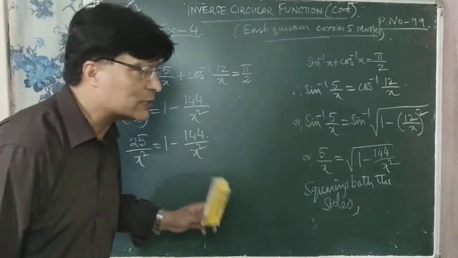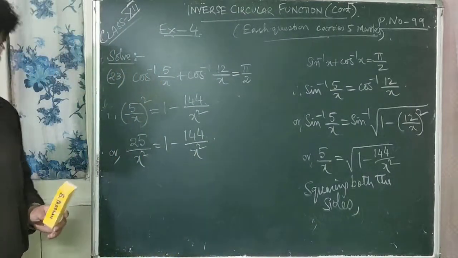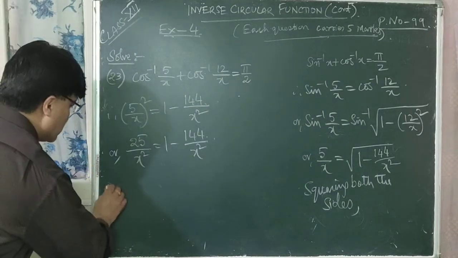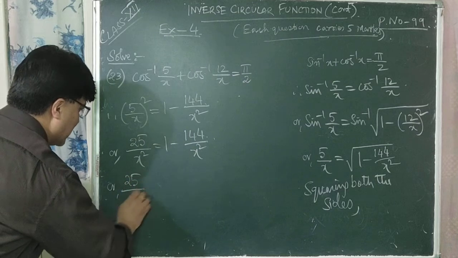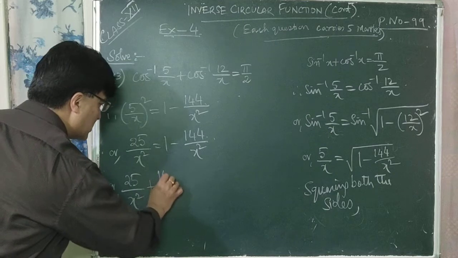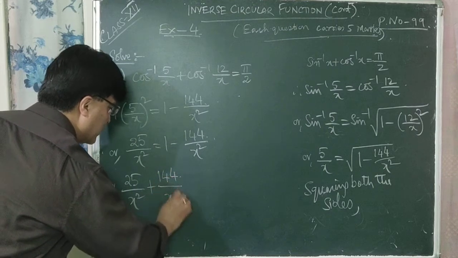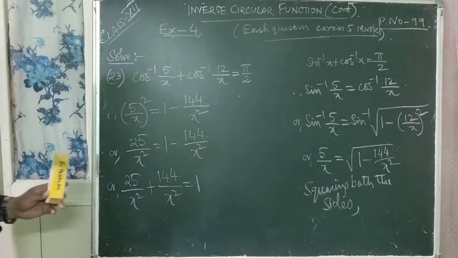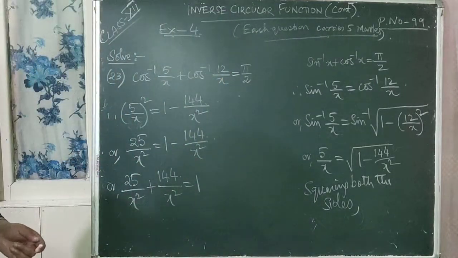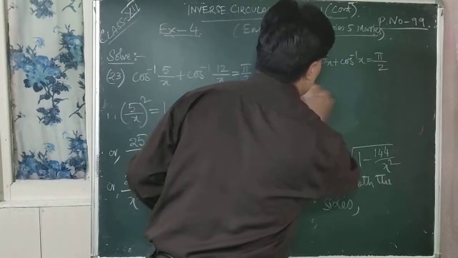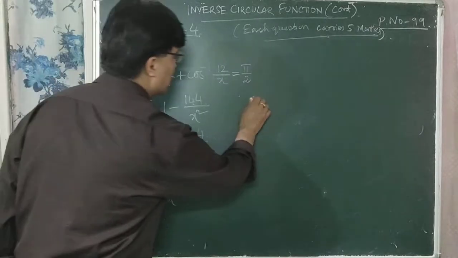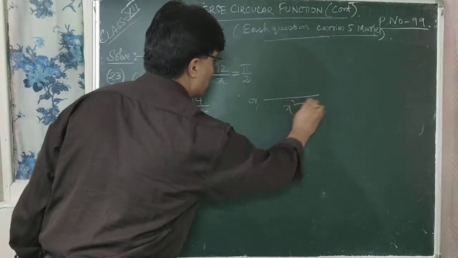Now what will you do in the next step? We can keep the terms containing x² on the left hand side. So it is 25/x², this minus becomes plus on the left hand side, plus 144/x² is equal to 1, right? So now you can easily solve it, get the LCM. What's the LCM out here? It is x². So here the LCM is x².